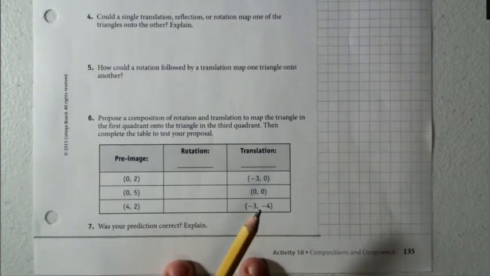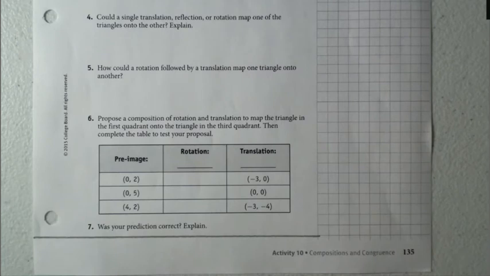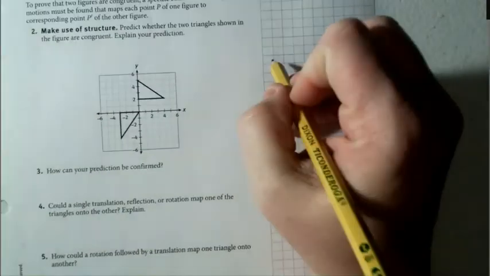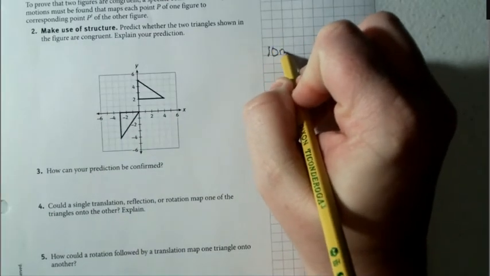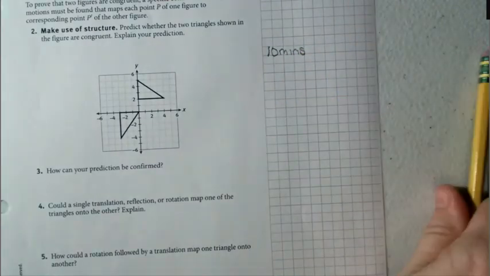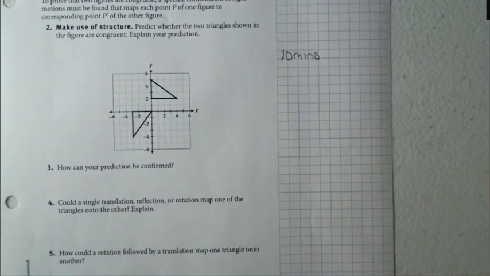Number 6. Propose a composition of rotation and transformation to map the triangle in the first quadrant onto the triangle in the third quadrant. Then complete the table to test your proposal. And number 7. Was your prediction correct? And explain. For this set of questions, I'm going to give you 10 minutes to work with your table mates. Go ahead, pause your video, and come back in 10 minutes time to check your answers for 2 to 7.